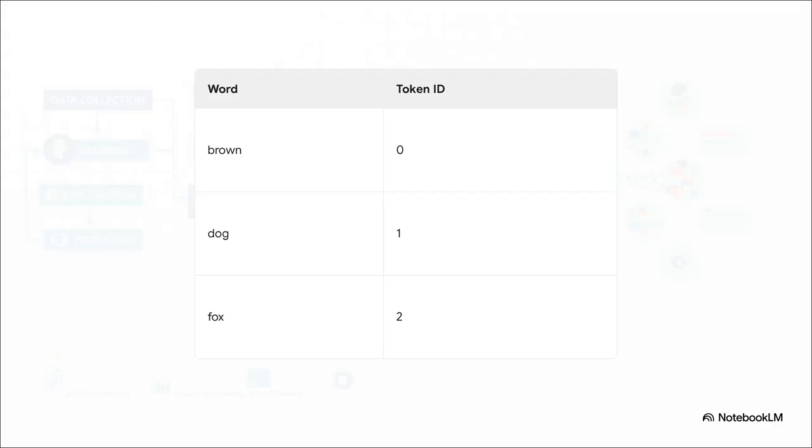Now, the core idea of building a vocabulary is actually quite straightforward. By extracting all the unique words from our training text and sorting them alphabetically, we essentially build a giant dictionary. This vocabulary maps every specific word, and even punctuation marks, to a unique integer, which we call a token ID. So in our dictionary, a word like brown might become 0, dog becomes 1, fox becomes 2, and so on.